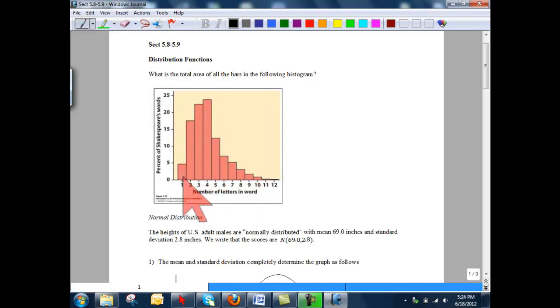Well, every word has to be 1, 2, 3, 4, or some number of letters, and there's a 100% chance of something happening, a 100% chance of a word having a certain number of letters. So all of these have to add up to area 1, or 100%. Tuck that in the back of your mind, and we'll use that fact in just a moment.